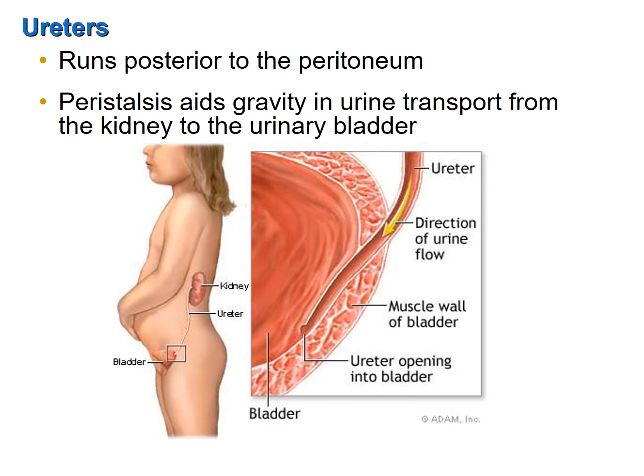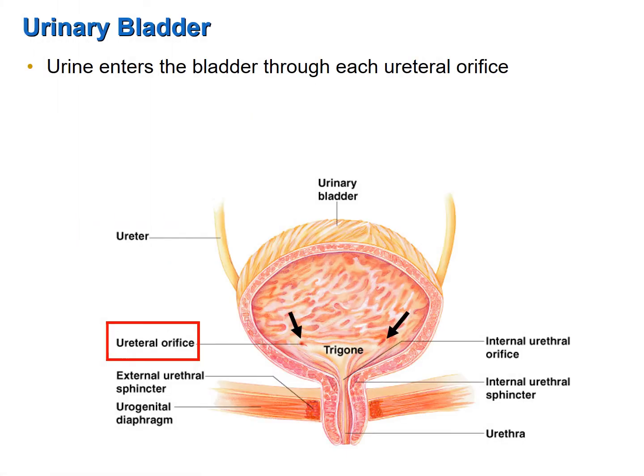The ureters, which extend posterior to the peritoneum, allow urine to be transported from the kidneys to the urinary bladder under the pull of gravity with some assistance from peristalsis. Urine then enters the urinary bladder through the ureteral orifices.